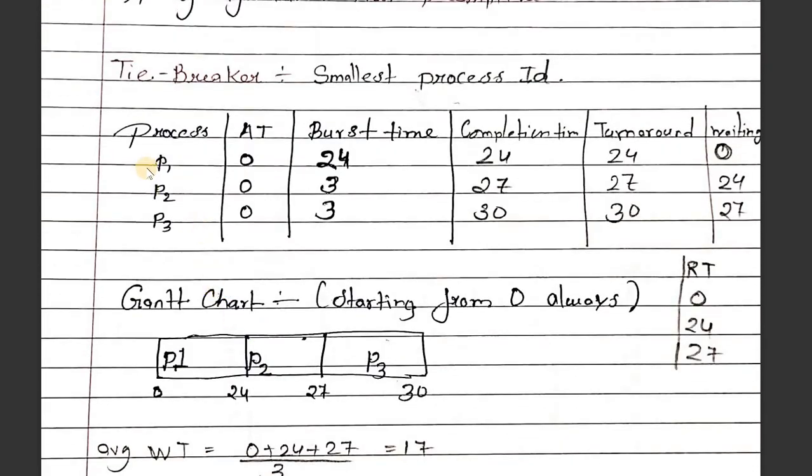Here is the example. Here are three processes with their arrival time and burst time. P1, P2 and P3 come at the same time, the same arrival time, and the burst times of P1, P2 and P3 are given.